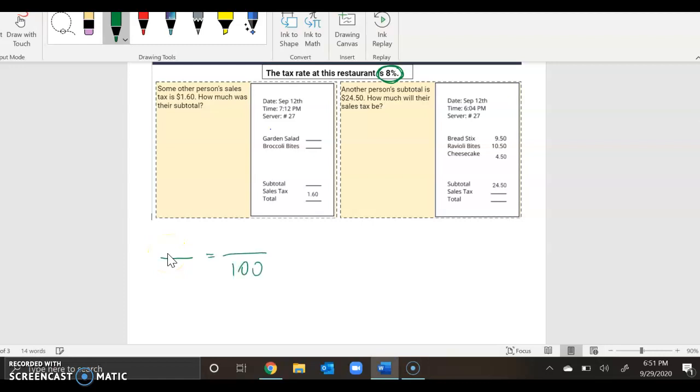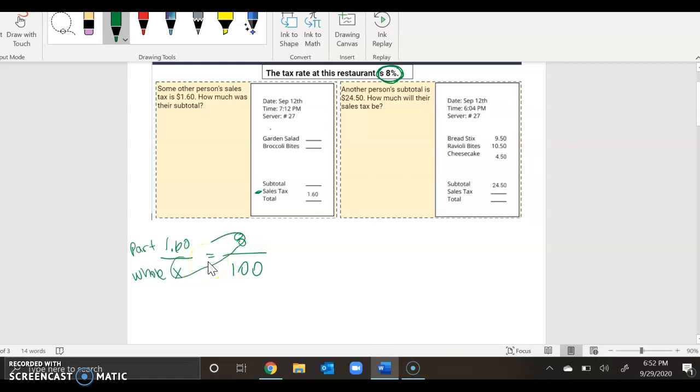We always know 100 goes in the bottom. Okay, this is talking about part over whole, because our tax is just a part of our overall total. So percent is always out of 100, so that 8 is going to go over 100. And then we have the sales tax. So tax is just a part of our overall total, so that $1.60 is going to go on top, X will go on bottom. From here, it's business as usual.